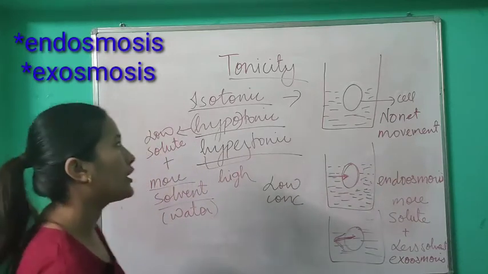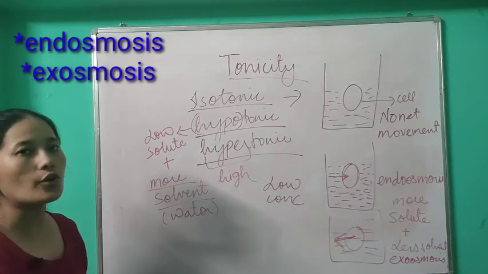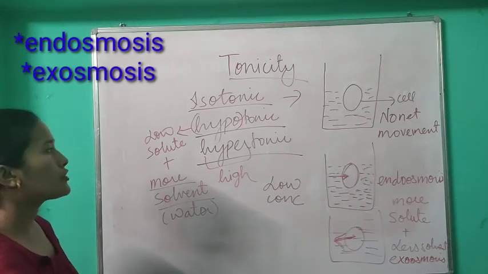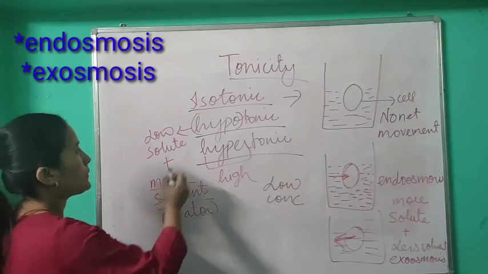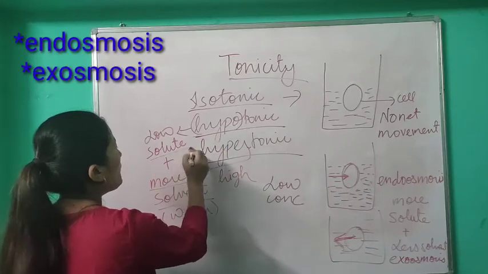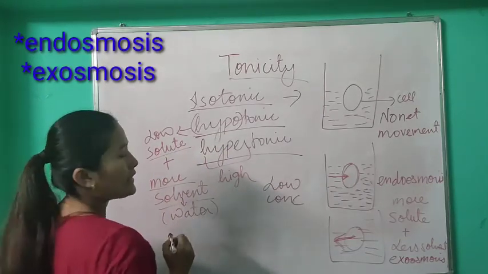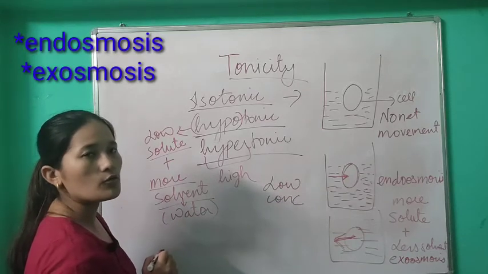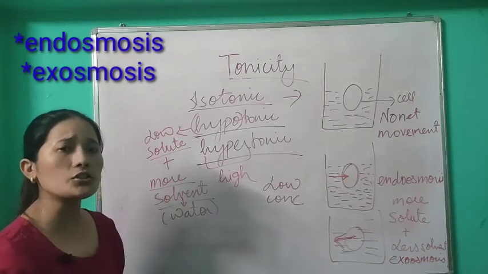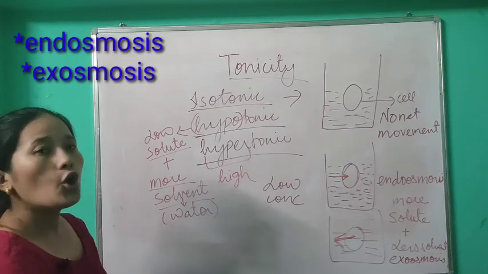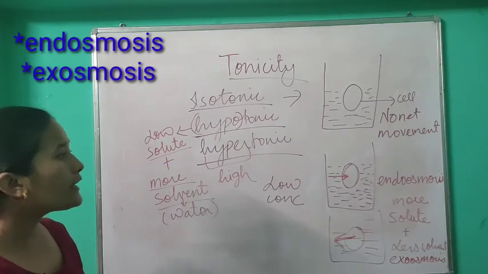I hope it's clear, because generally they ask you questions from this particular topic. Okay, isotonic, hypotonic and hypertonic. I told you how to remember also. Hypo means low, low amount of solute means more amount of solvent. Here we are referring to solvent as water. So if there is more water outside, then what will happen? Osmosis is going to take place. Osmosis means from higher concentration towards the lower concentration, right?